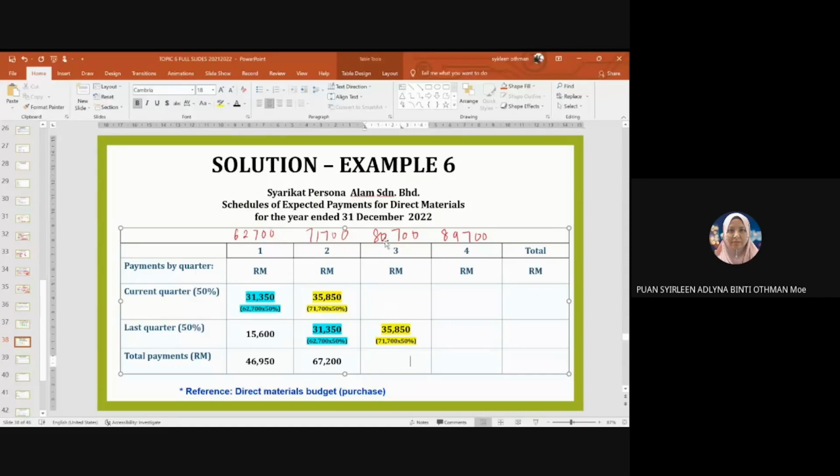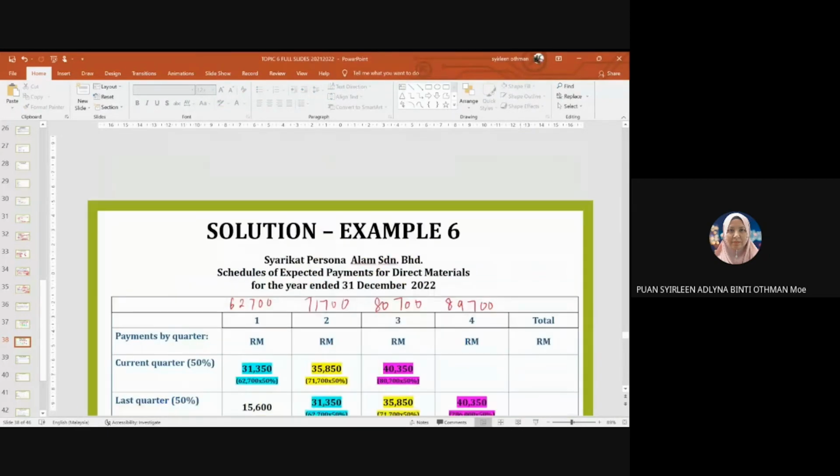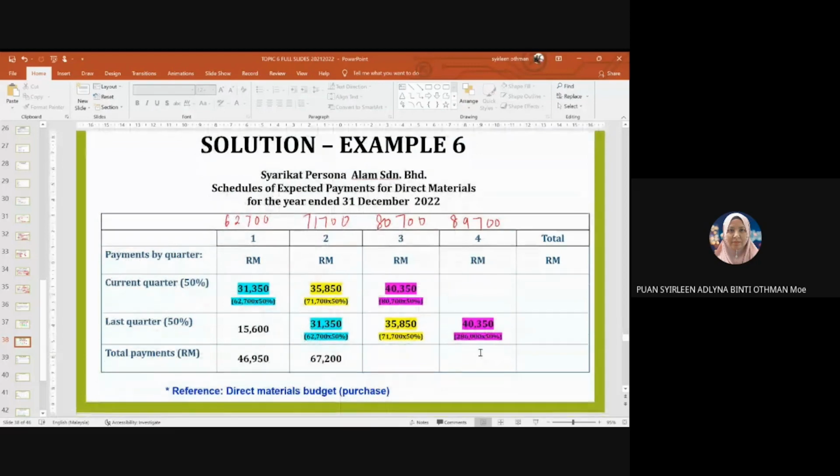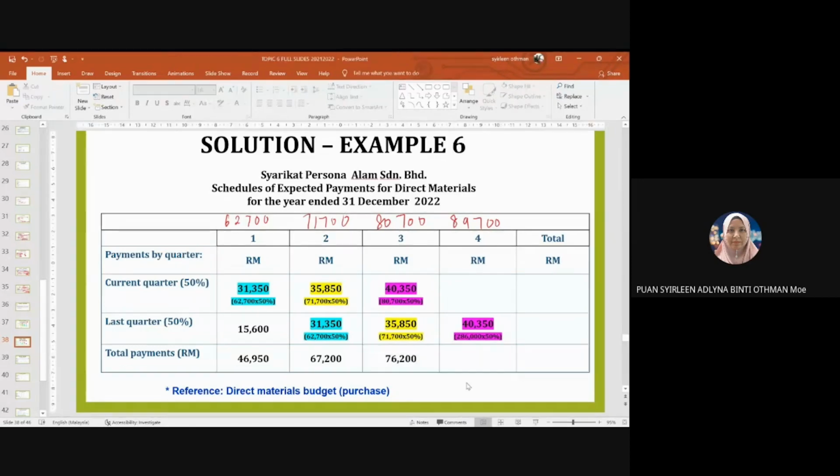Alright, okay, kuartal 3 kita ada 80,700 of purchase. So separuh dibayar di kuartal 3. Alright, here. Balance dibayar di kuartal 4. Here. Okay, so kalau you tengok dekat sini, dia ialah separuh daripada 80,700. So ini ialah bayaran untuk kuartal dia sendiri. Yang ini ialah baki dia dibayar pada kuartal seterusnya. Boleh nampak ya? I besarkan sikit. Okay. Alright. So untuk third quarter, total kita akan bayar is 76,200.